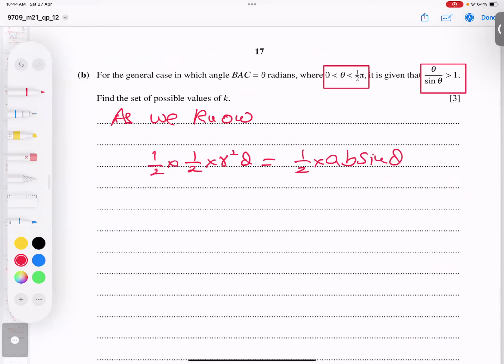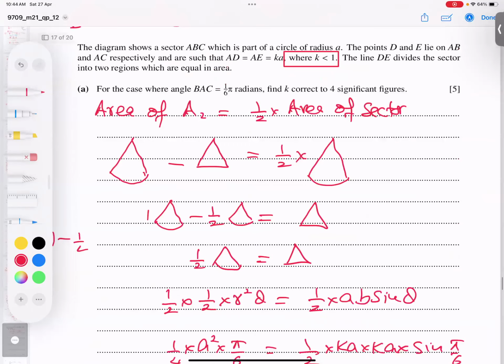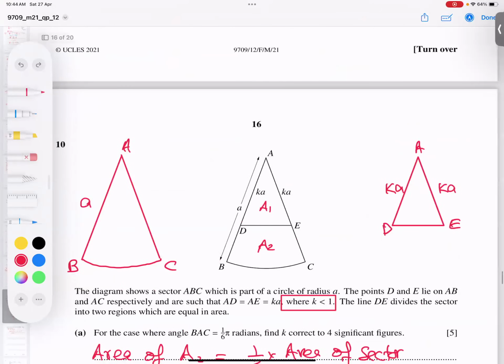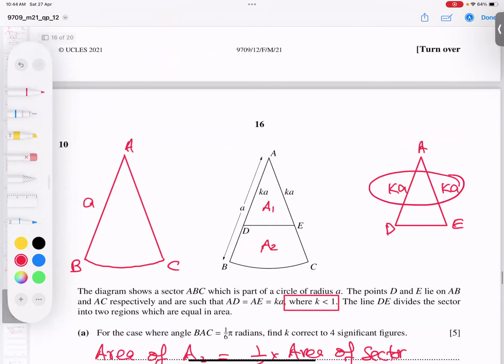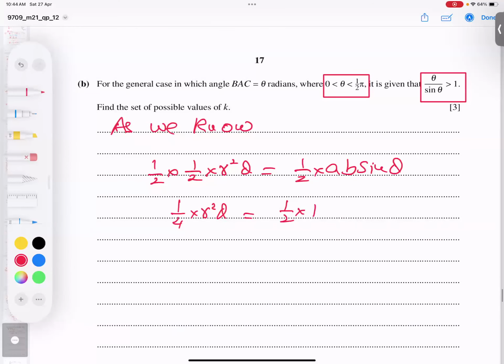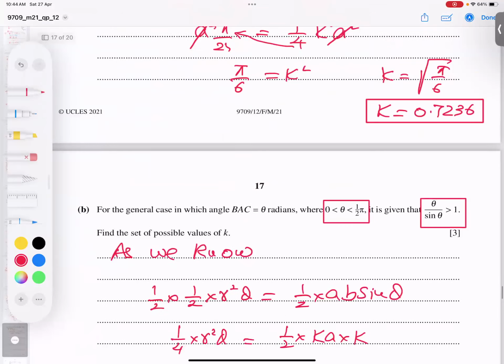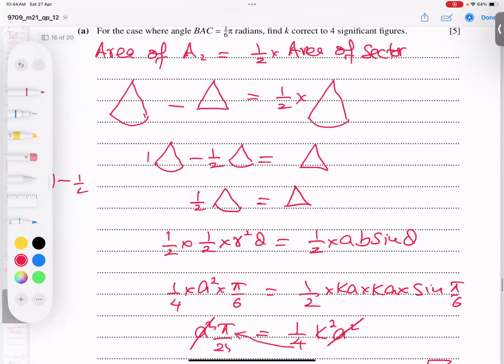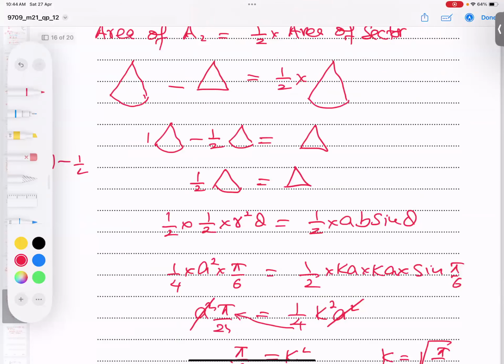Okay, now students, I'm going to do what is this, 1/4 of r squared theta. And what is this AB? You know, AB is, if you go back and check, KA, KA, KA, and KA. So AB, KA, and KA. Wait a minute, I think I missed this. So hold on.